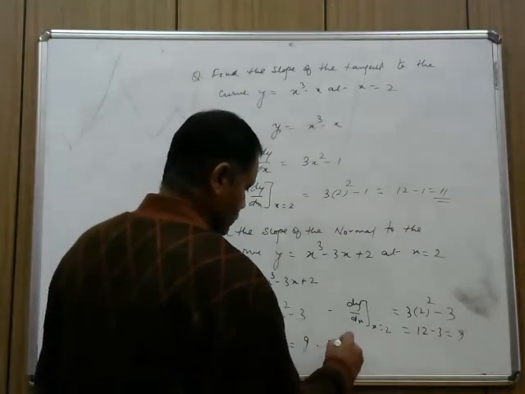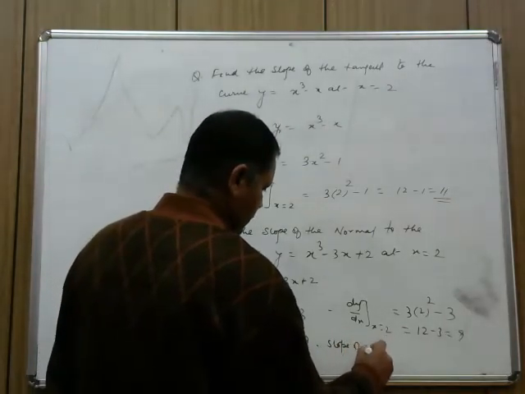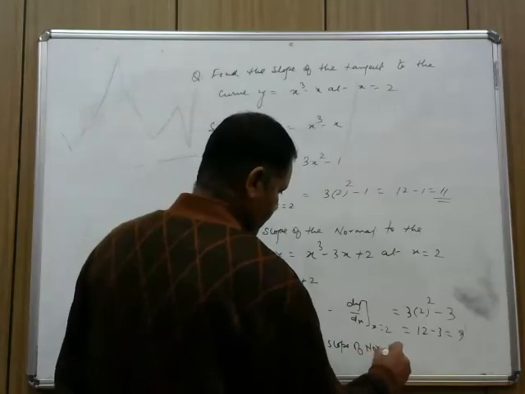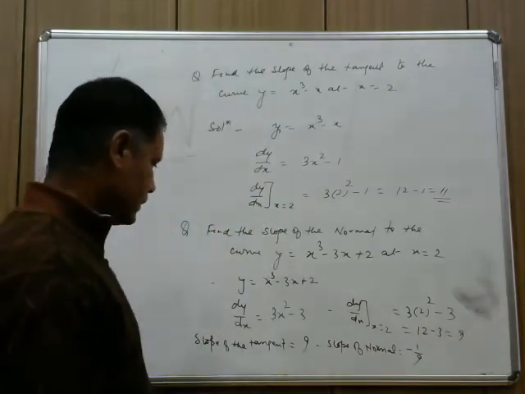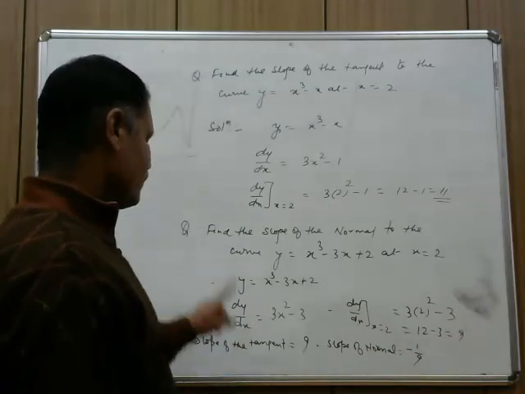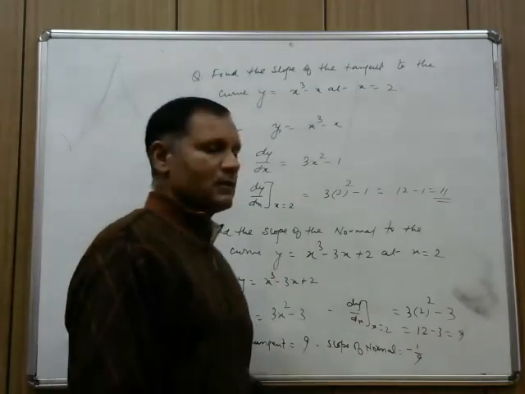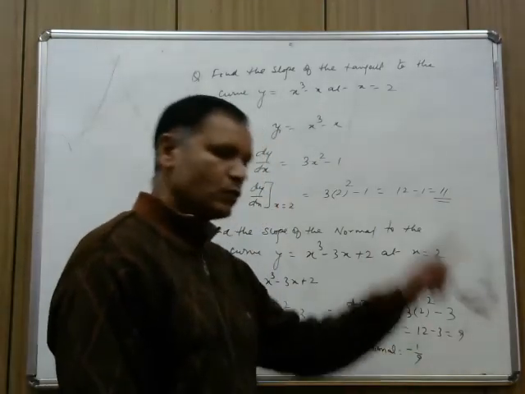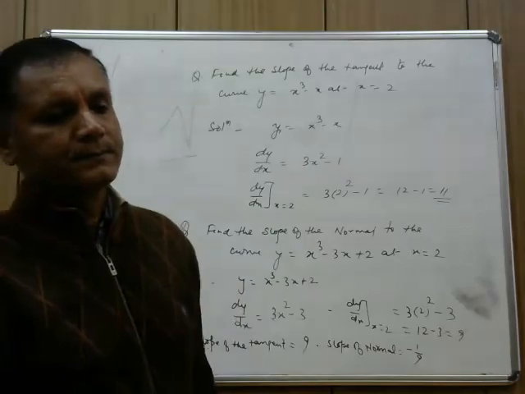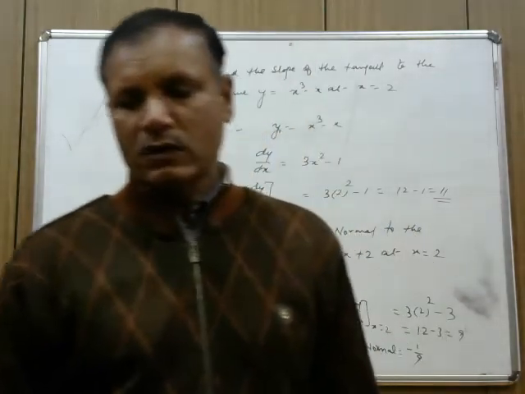Therefore, slope of the normal will be minus 1 upon 9. Why minus 1 upon 9? Because you know that the product of the slope of the tangent and the slope of the normal will be equal to minus 1. Here m1 into m2 should be equal to minus 1. Right? And that's all for today.